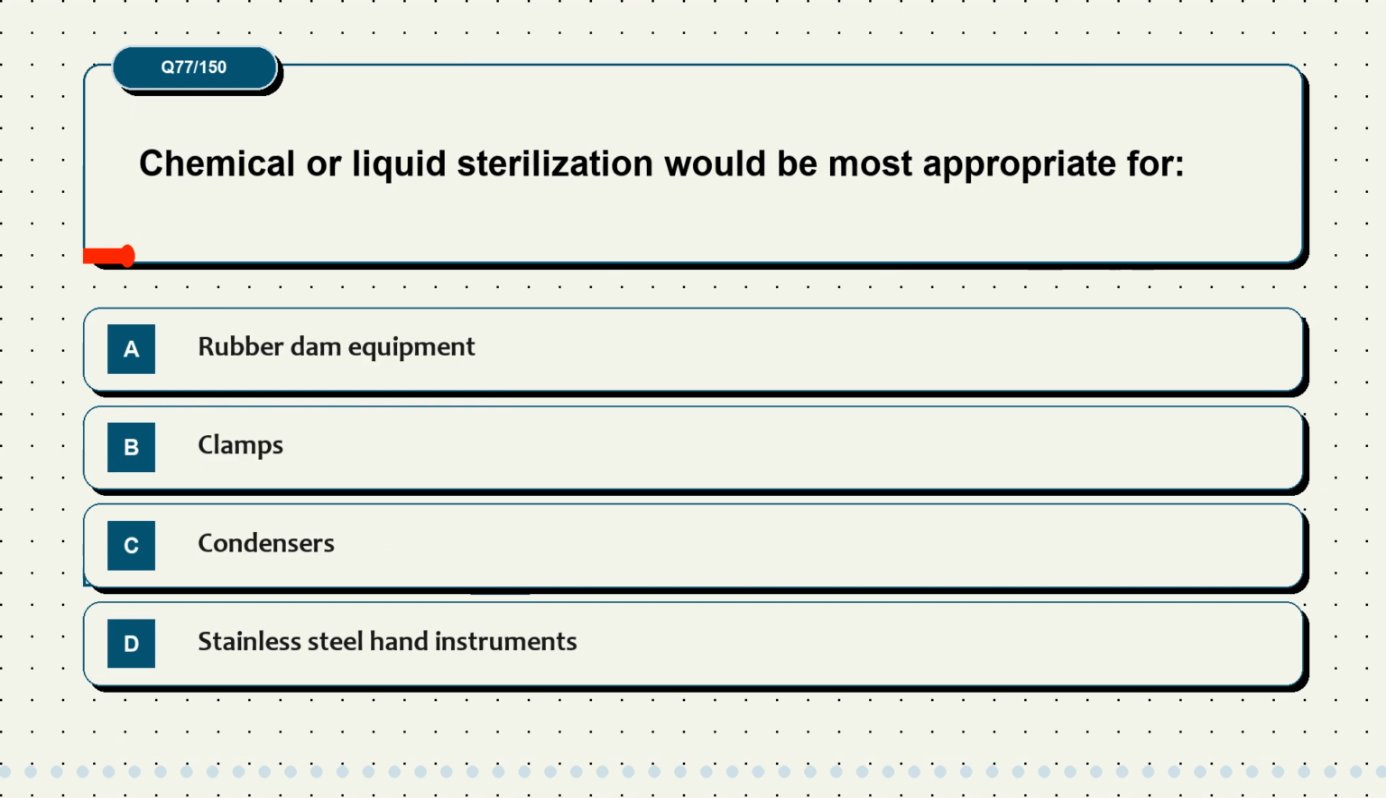Question 77. Chemical or liquid sterilization would be most appropriate for. Here are the options. Option A, rubber dam equipment. Option B, clamps. Option C, condensers. Option D, stainless steel hand instruments.